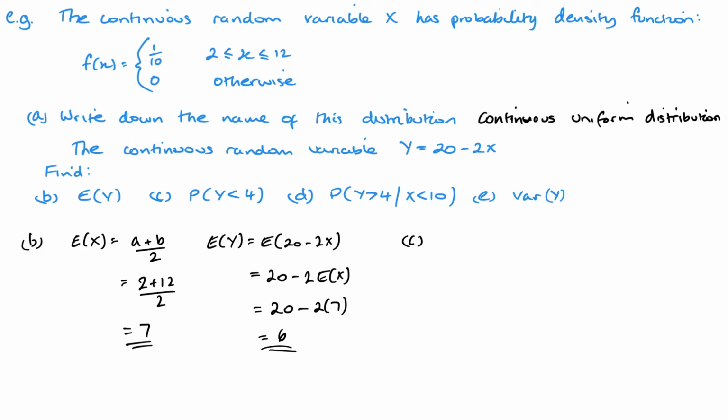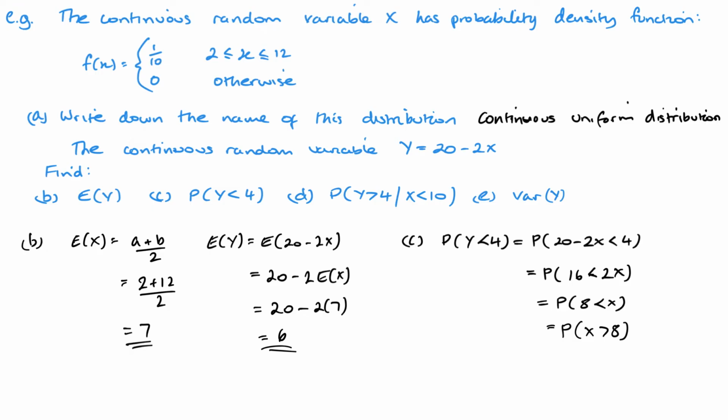Now, part C, we can see we've got here the probability that y is less than 4. So that would be the probability that 20 minus 2x is less than 4. And what we really want to do here is just sort out what's going on inside. So if I just rearrange this, take 4, sort the 2x out, we're going to get 16 and 2x there. Dividing by 2, we have 8 and x. Or a better way would be to write x is greater than 8, isn't it?